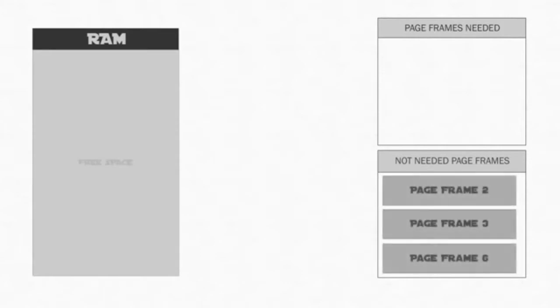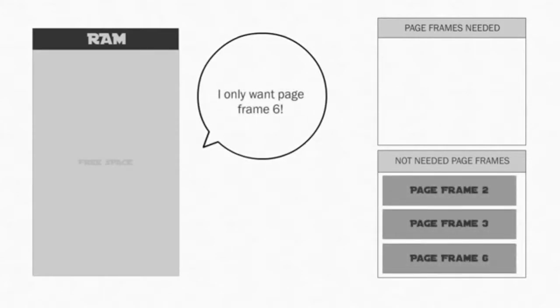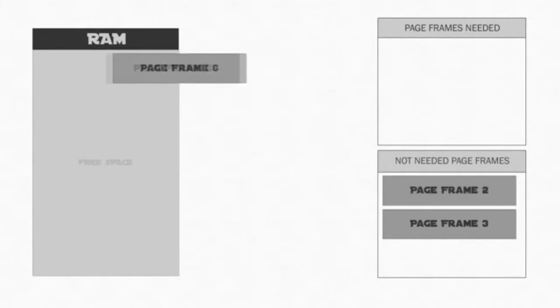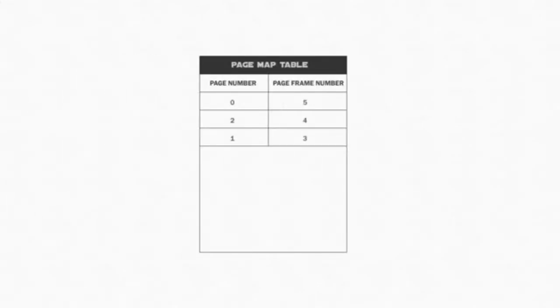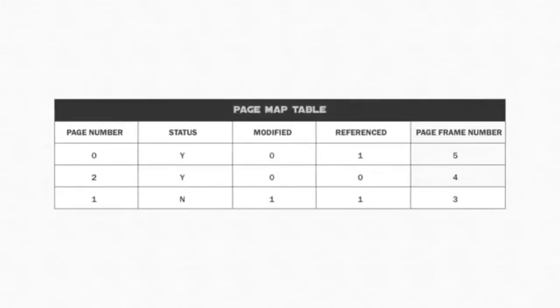Now that we have an understanding of paged memory allocation, we can now see how demand paging works. It's very similar to the previous concept, but the main difference is that pages are loaded on demand, meaning that pages are only brought into memory when they are actually needed. The page map table we looked at before increases with 3 more columns. 1 to determine if the page is already in memory, known as the status. The second to check if the page has been modified. And a third to check if the page has been referenced recently.